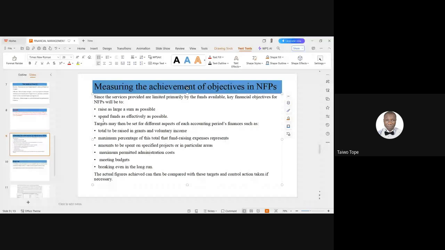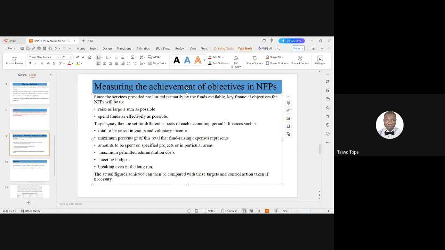So these are ways of measuring the achievements of objectives of non-profit making organizations. That is, what is your plan? What is your outcome? You compare both. So if there is need for you to source for more aid, more grants from people, you see how to go about that. So there will always be a plan in conjunction with an outcome to be compared.